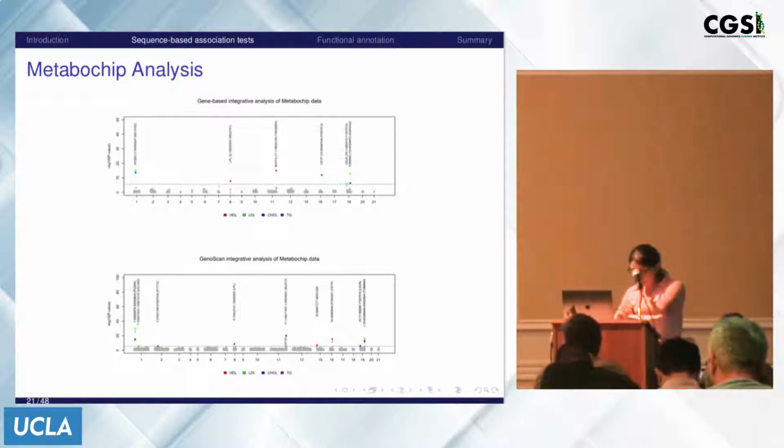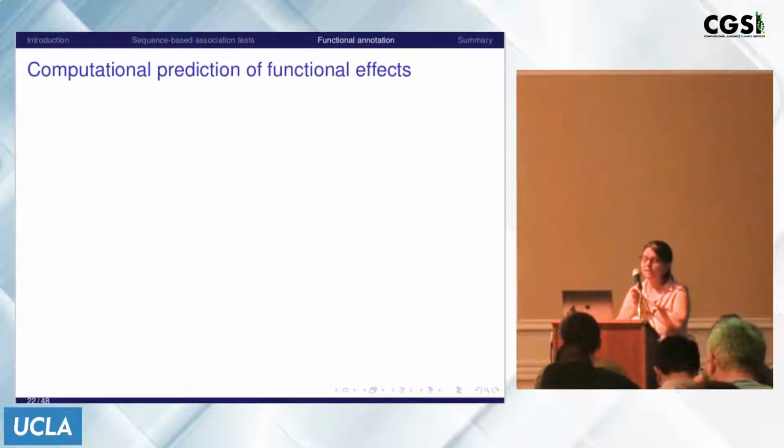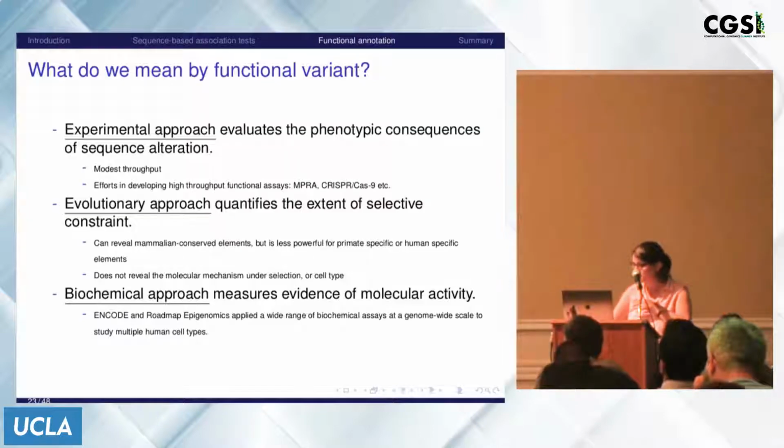So I talked about how we integrate these functional annotations into the testing procedure. I'm going to talk a little bit about how we derive those functional scores. So what do we mean by functional variant? And there are different ways to define functional variants.